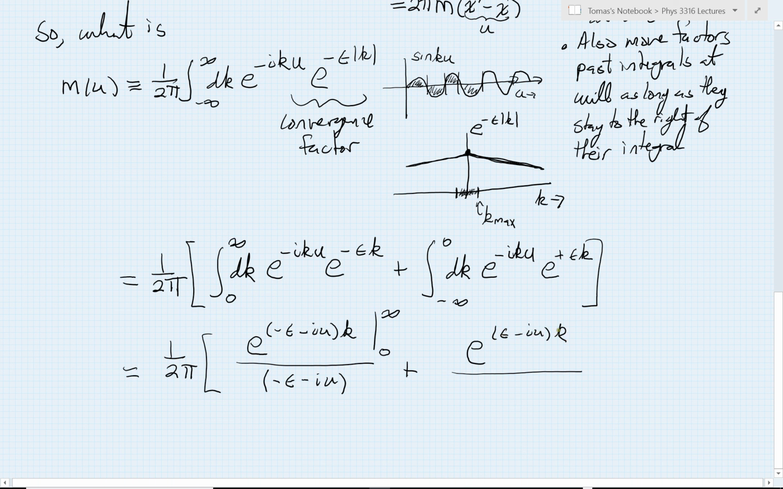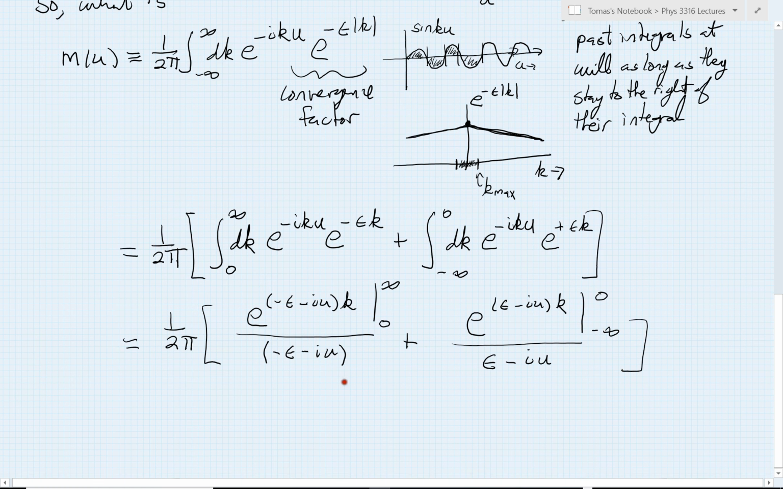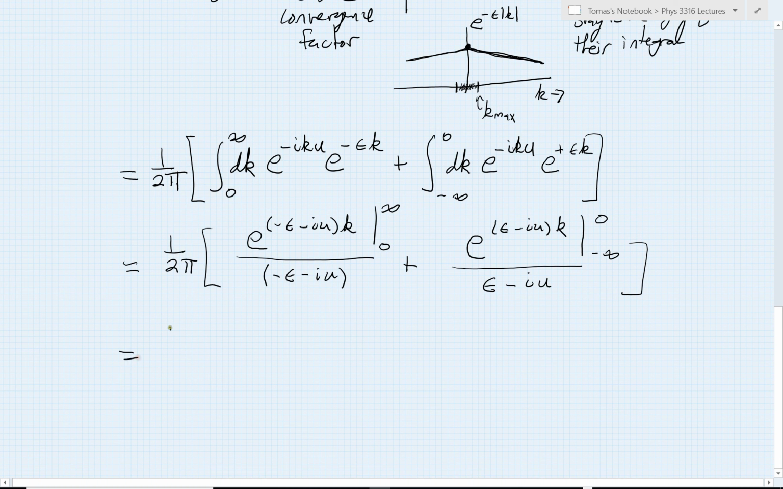When you integrate, of course, then you have to divide by the factor that is multiplying your integration variable. So that gives us epsilon minus iu in this case. And now my limits go from minus infinity to infinity. So then we can continue in our analysis.